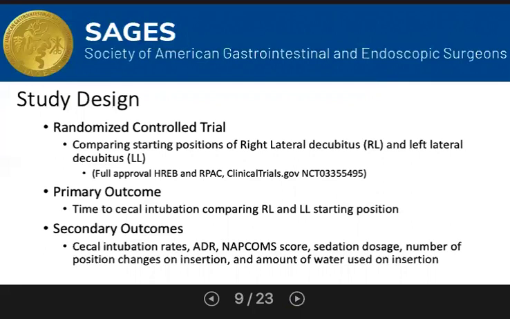The secondary outcomes included cecal intubation rates, ADR, sedation dosage, the number of position changes, and the amount of water required to reach the cecum, and the NAPCOM score. The NAPCOM score is a validated scoring system for pain in patients undergoing colonoscopy that is assessed and recorded by nurses during the procedure. It is a standard practice in the colonoscopy suites included in this study.